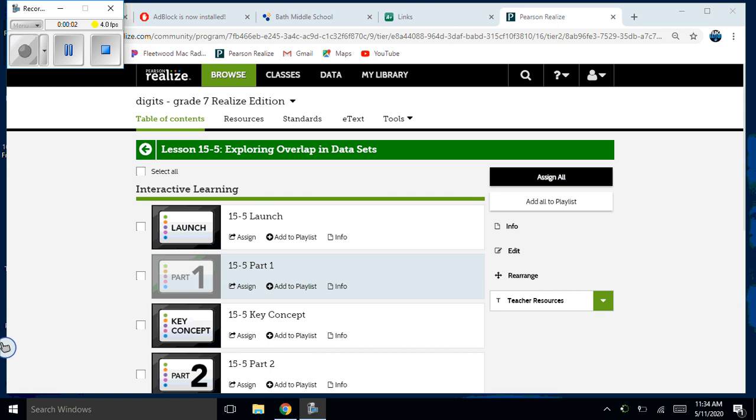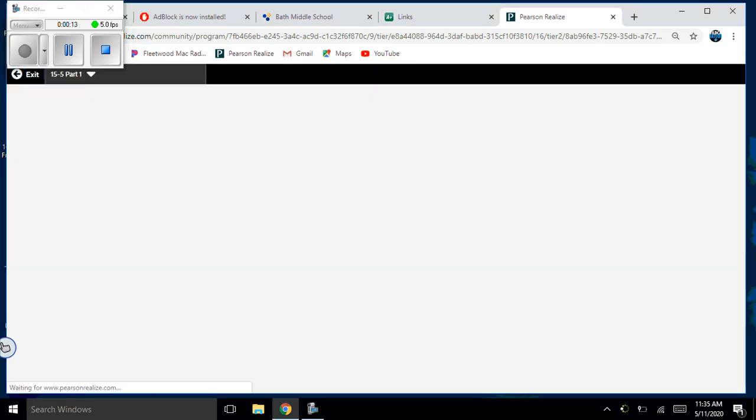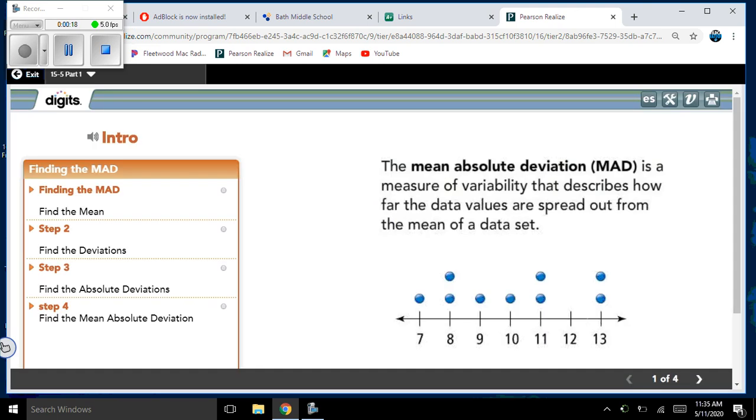Okay, peeps, here we are with the last section on lesson 15.5. This is the last section of the school year that we'll be talking about. So we're going to go ahead and scoot to part one. And again, a calculator is going to be needed here, so you might want to go grab one.